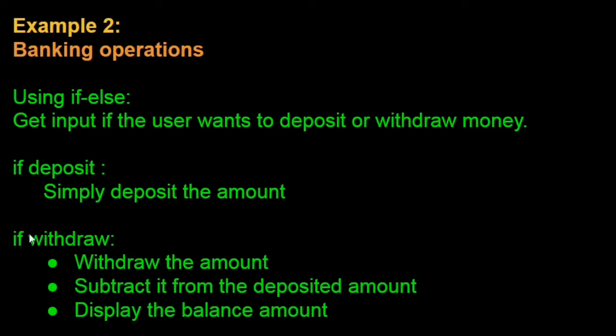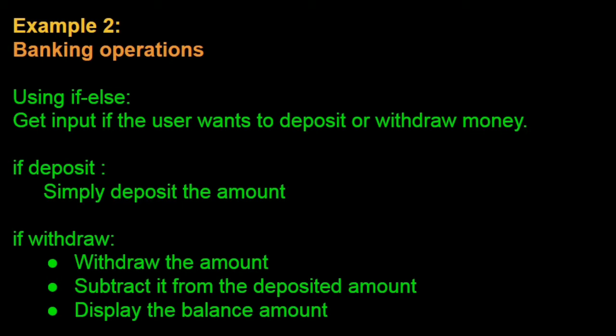Now if it is withdraw, we say enter the withdraw amount. Now we shall also subtract it from the previously deposited amount and display the balance amount. Now you might wonder what if the user directly withdraws money without depositing, or the deposit amount is less than the withdraw amount, then what are we going to do? This code isn't going to work then. Obviously that is absolutely true.